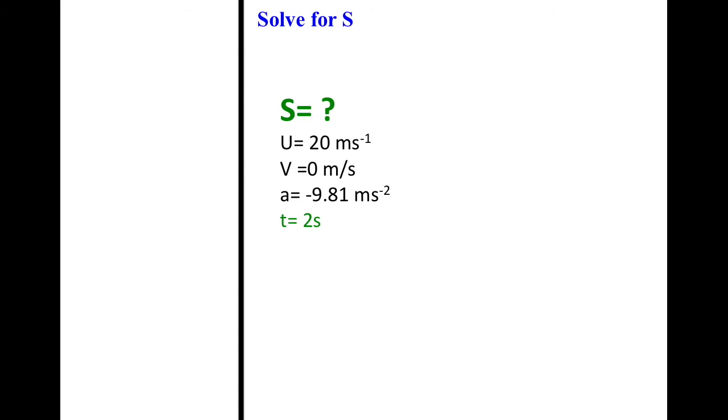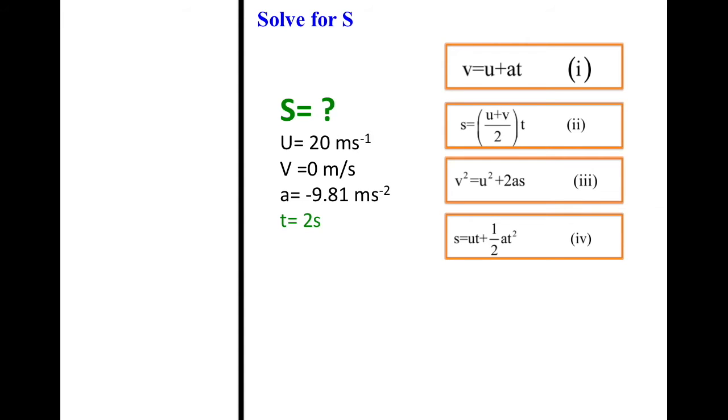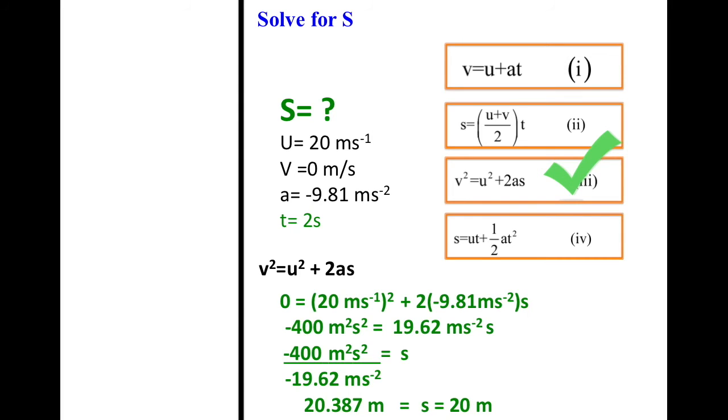Next, we can solve for the displacement, which is the distance that the ball traveled on the way up. So let's find the equation. We're looking for SUVA, which would be the third equation. Plug everything in, and you should get an answer of a displacement of 20 meters. Now, one thing that we know is that the way up traveled should be the same distance down. So we know that the displacement for the way up is the same as the way down.